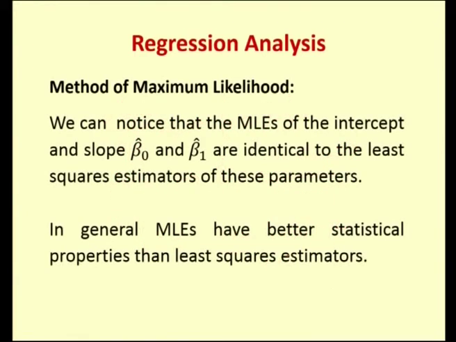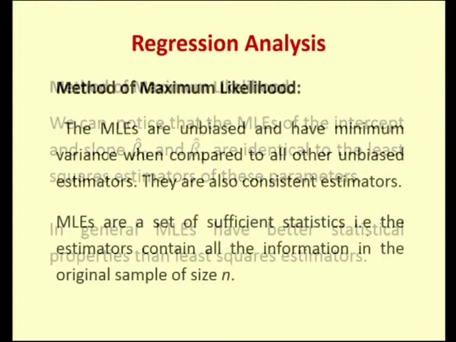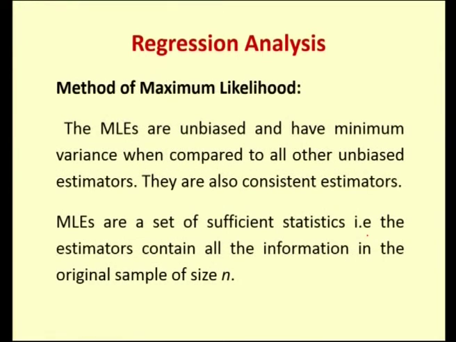We can notice that the MLEs of the intercept and the slope are identical to the least square estimators. In general, MLEs have some better properties, and are supposed to be better statistical estimators than the least square estimators. The MLEs are unbiased and they have minimum variance when compared to all other unbiased estimators. They are also consistent estimators. MLEs are a set of sufficient statistics, that is, they contain all the information in the original sample of size n.